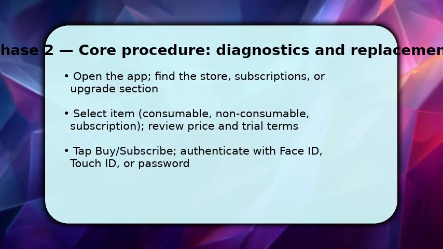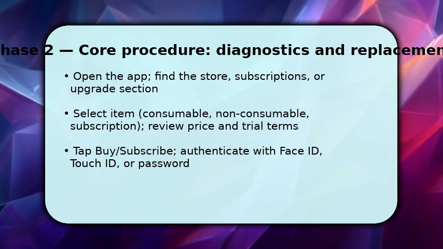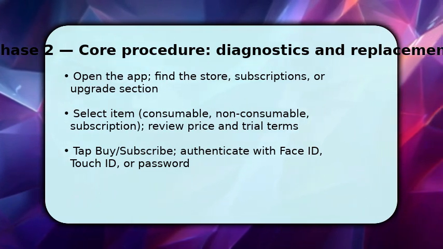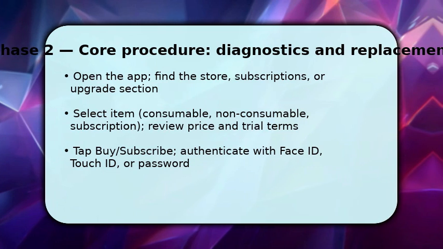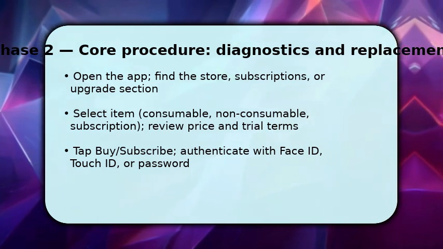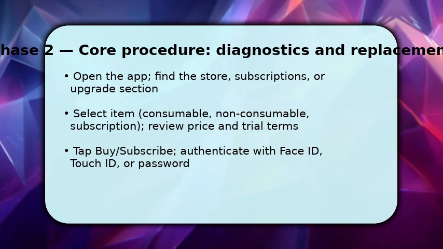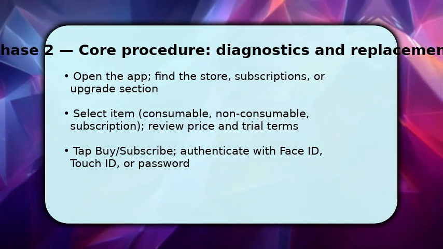You now perform the actual buy flow. Open the app and navigate to its Purchases, Store, or Subscriptions area. Once you pick an item, consumable, non-consumable, or a subscription, read the price and any trial or renewal terms so you know what you're committing to.